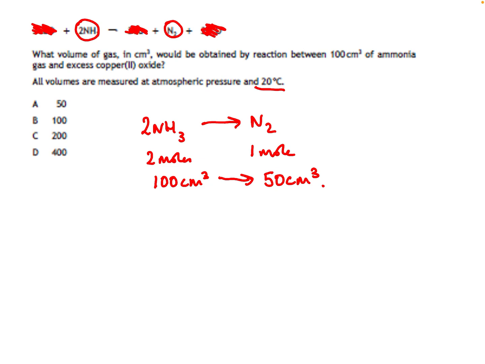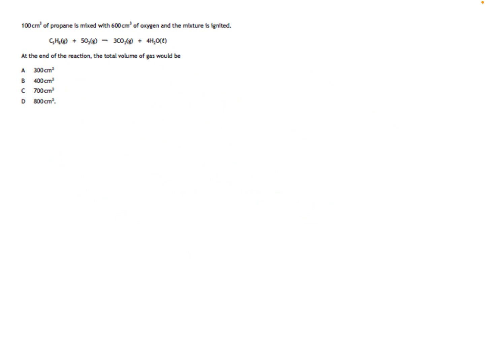Now your ammonia is used up in that reaction because the copper oxide is in excess, which means all the ammonia has to be used. So that means all you're left with is 50 centimetres cubed. The answer is A. Let's try another one.